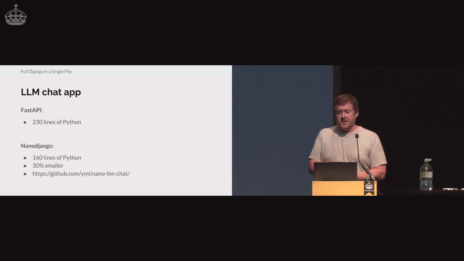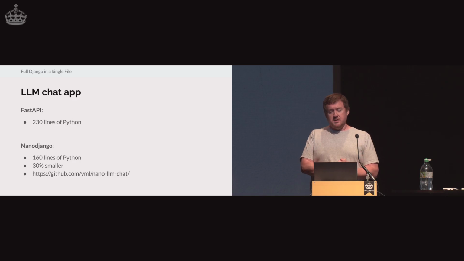Another example is where my colleague Jan implemented the Pydantic AI chat example in nanodjango. Their example was using FastAPI, but his nanodjango version is about 30% shorter, partly thanks to Django's ORM, which removed a lot of the raw SQL code and management and made it easier to follow and maintain.